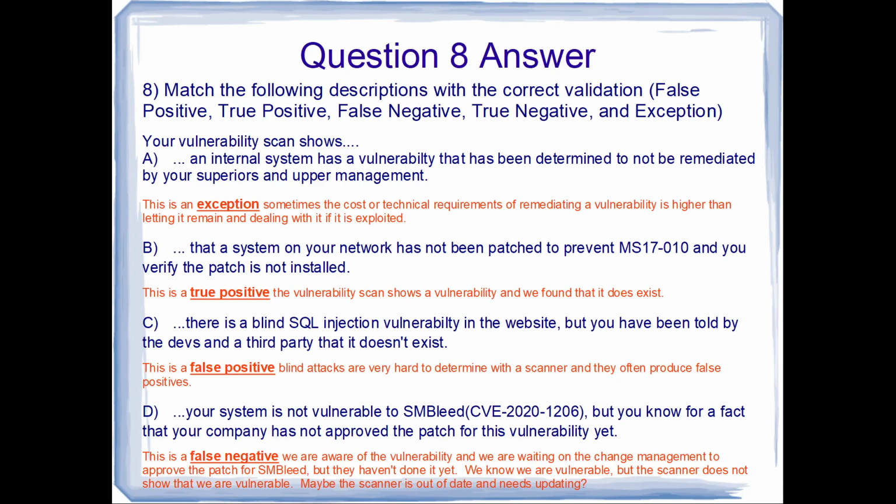We have a vulnerability scan that shows that there's a blind SQL injection vulnerability in the website, but you've been told by the devs and a third party that it doesn't exist. This would be a false positive. Blind attacks are actually very hard to determine with a scanner, and they often produce false positives. The reason they are hard to detect with a scanner is the scanner says, oh, the code executed, it must have worked. Blind attacks normally do not have any feedback, like in the immediate form.